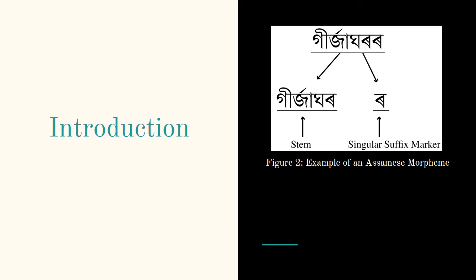Another difference from English is that Assamese is a more inflected language. This is one example where girja ghor is the stem word and ro is the suffix marker.